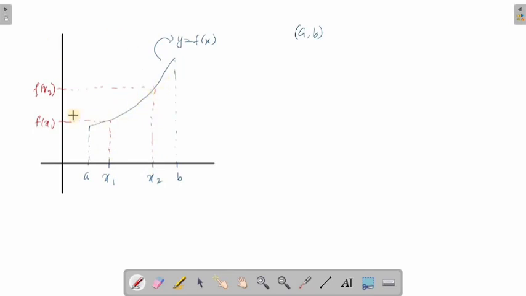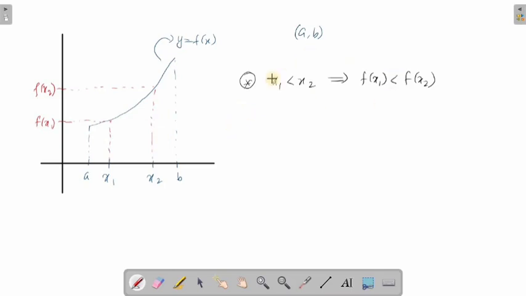Here what you see is, first and foremost, that x1 is less than x2, and with the help of that I saw that f of x1 is less than f of x2, isn't it? So this is one of the definitions of an increasing function. I said one of the definitions. Is there any other definition? Yes, there is one more definition.